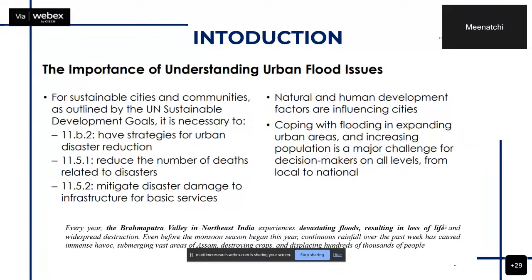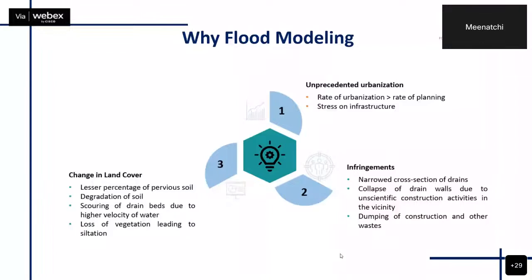There is unprecedented urbanization and there are changes in land cover, like a lesser percentage of pervious soil, and there is degradation of soil and loss of vegetation that leads to siltation. Also there are infringements that have narrowed the cross section of drains, and collapse of drain walls due to unscientific construction activities in the vicinity and dumping of construction and other wastes. All these components can be added together to do exact flood modeling, which allows detailed hydraulic analysis of river systems and channels.